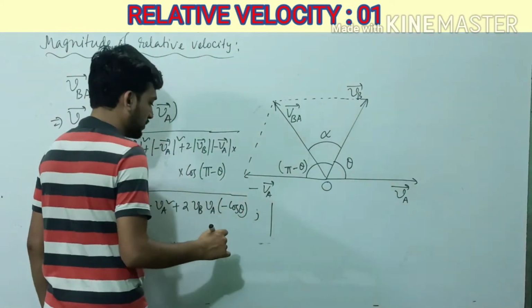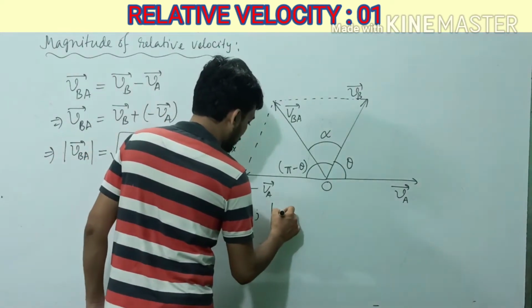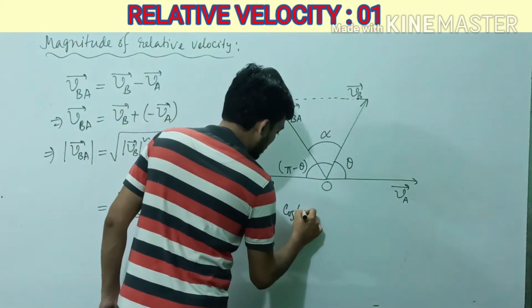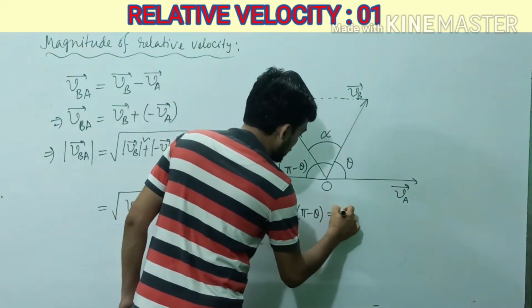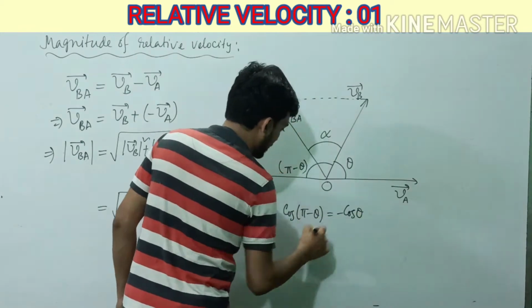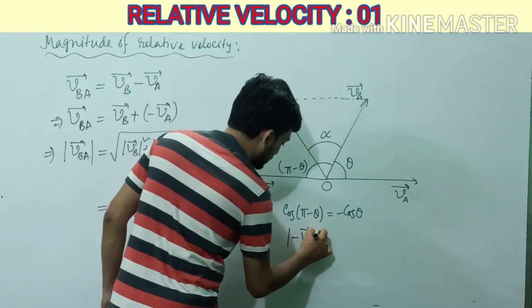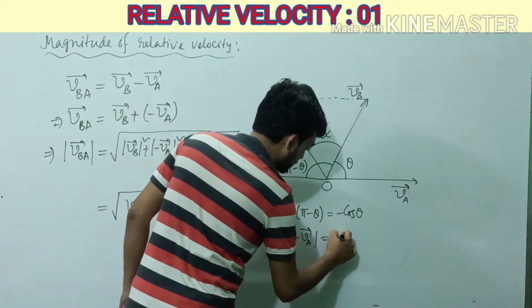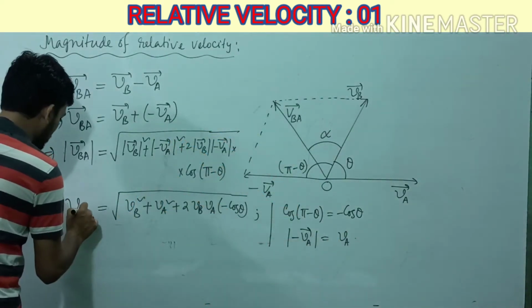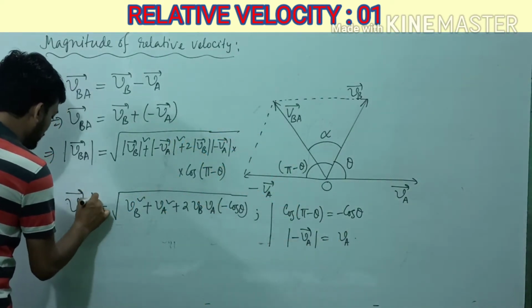So what identities have we used here? Cos(pi minus theta) is equal to minus cos theta, and another thing, the magnitude of minus VA vector is equal to VA. So this is the magnitude of relative velocity.